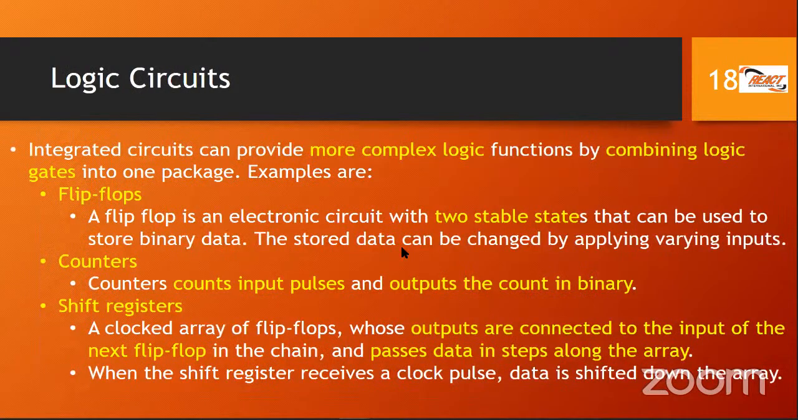So, of course, we have integrated circuits that can provide much more complex logic than just one gate. But like everything else, we have building blocks. And in an integrated circuit, we can utilize multiple gates by combining them into one package. And there are three different types of logic circuits that we need to know for our amateur radio general class.